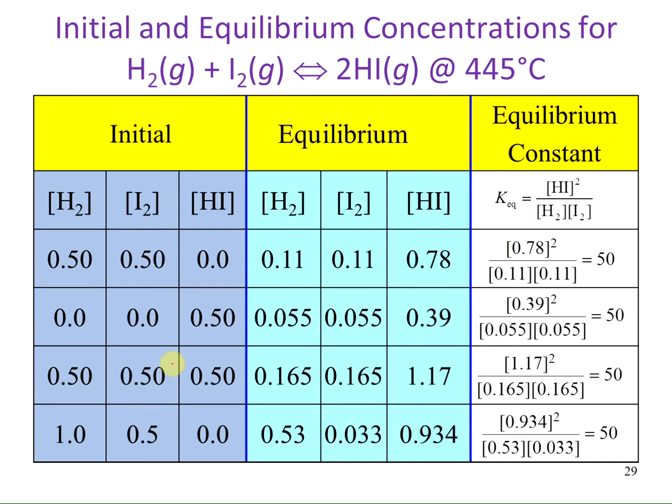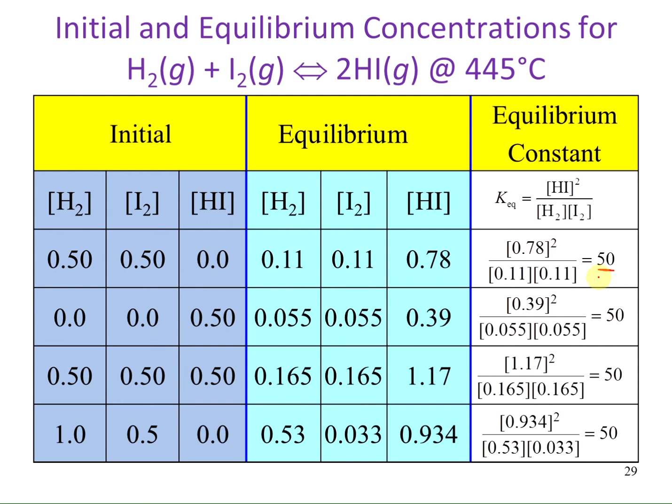So to illustrate this data, we have 4 different reactions with different starting materials of hydrogen gas and iodine gas forming 2 equivalents of hydrogen iodide gas at 445 degrees C. In the first one we have only reactants: 0.5 molar H2 and 0.5 molar I2 and no product. If we measure those values at equilibrium and plug them into our equilibrium constant, we get an equilibrium constant of 50.